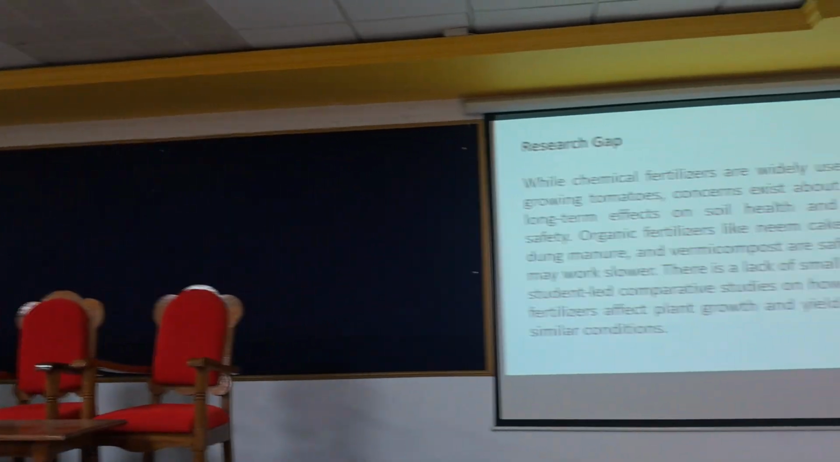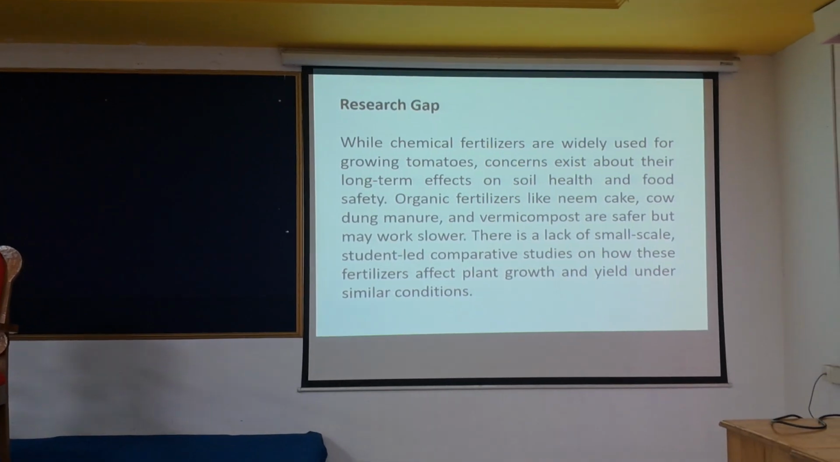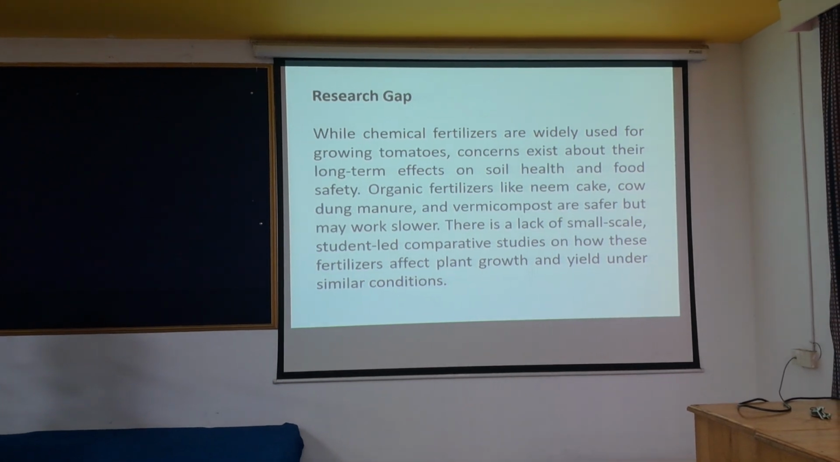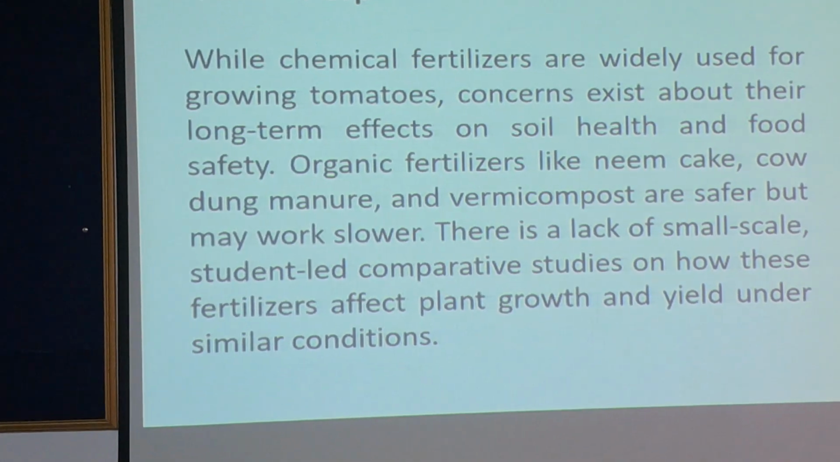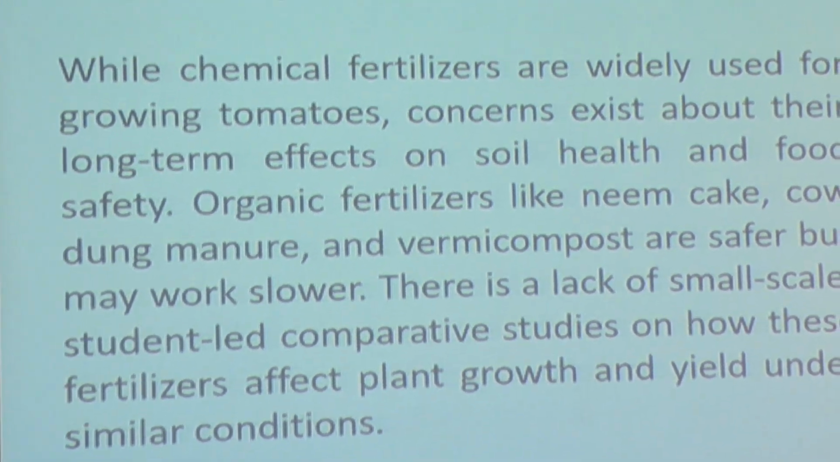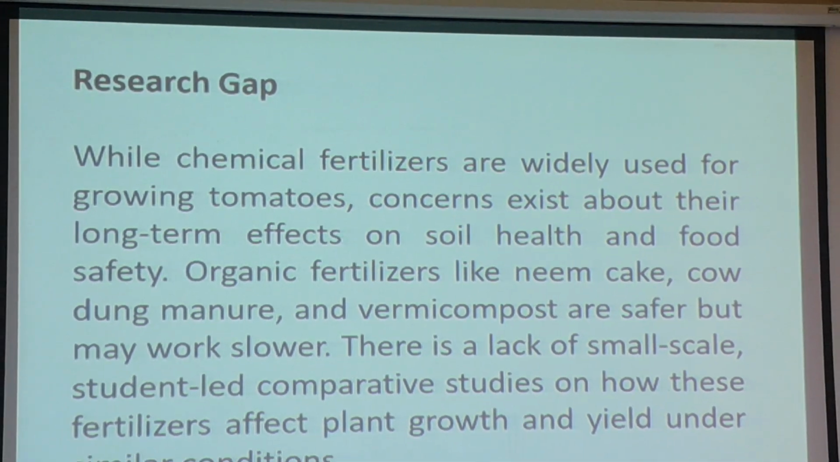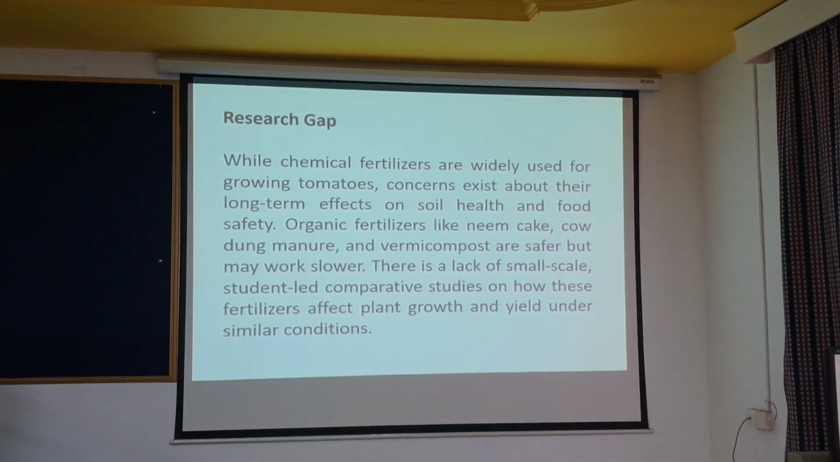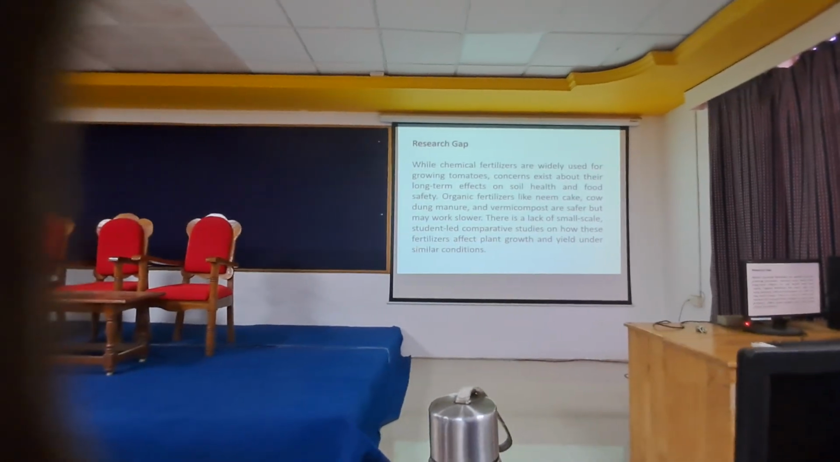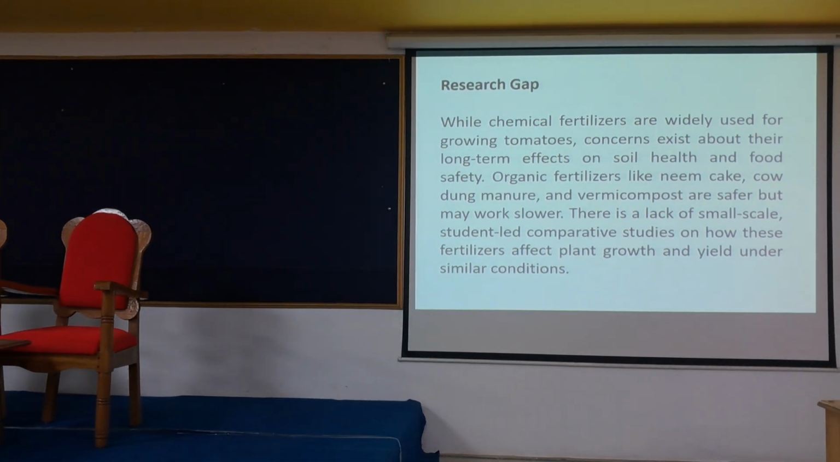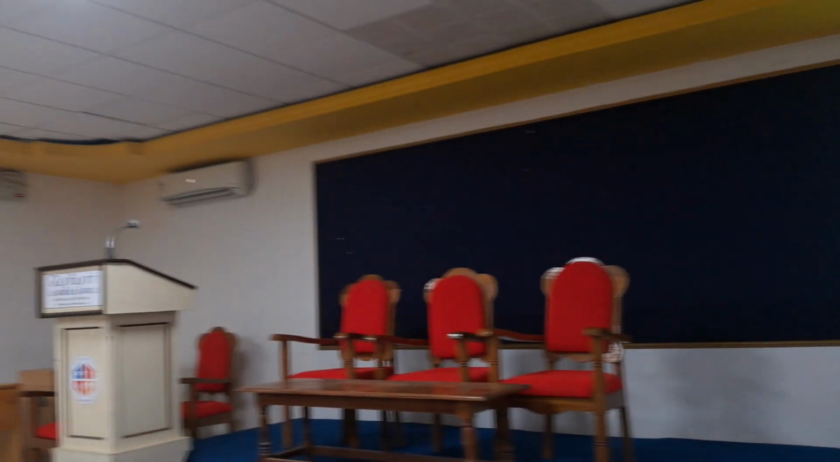The first step in research, I told you, is the problem. Research problem. What is the problem here? Look at the problem. Concerns exist about their long-term effect on soil health and food safety. If you use chemical fertilizer, there will be a problem for soil health. And how are you going to rectify the problem? By replacing chemical fertilizer with organic fertilizer like vermicompost, like neem cake, like cow dung manure. Got my point? But no research has been done. There is a gap.